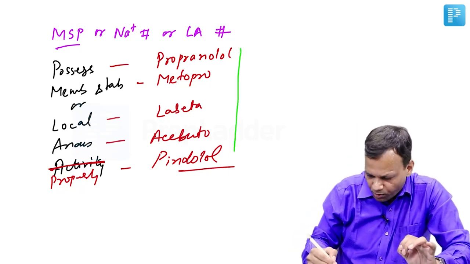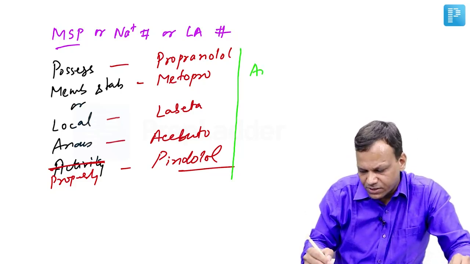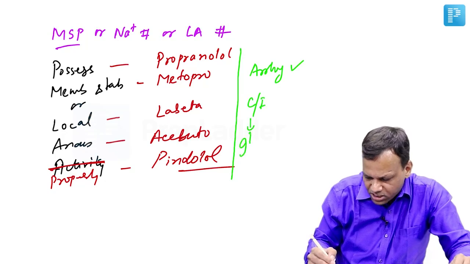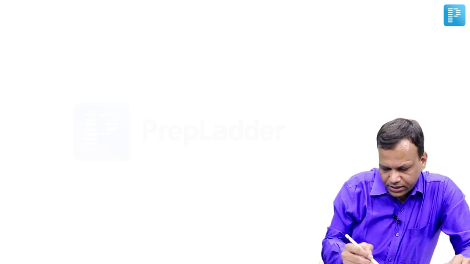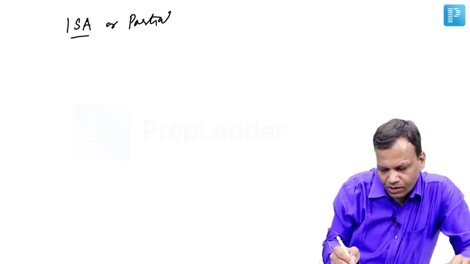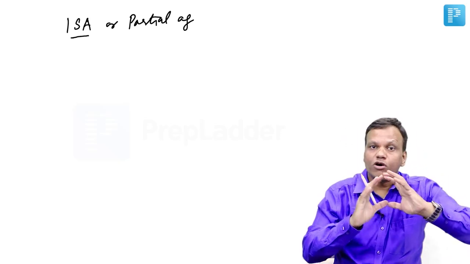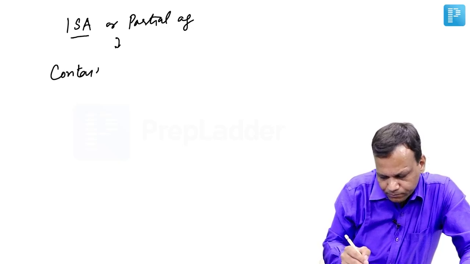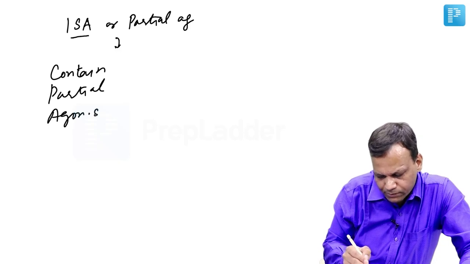The advantage of this property is they are used in arrhythmias. They are good for arrhythmias, but they are contraindicated in glaucoma because they will anesthetize the cornea, which we do not want. The next is intrinsic sympathomimetic activity or partial agonistic activity. So these drugs are useful when we do not want to block the heart too much. So these drugs are remembered as containing partial agonistic activity.